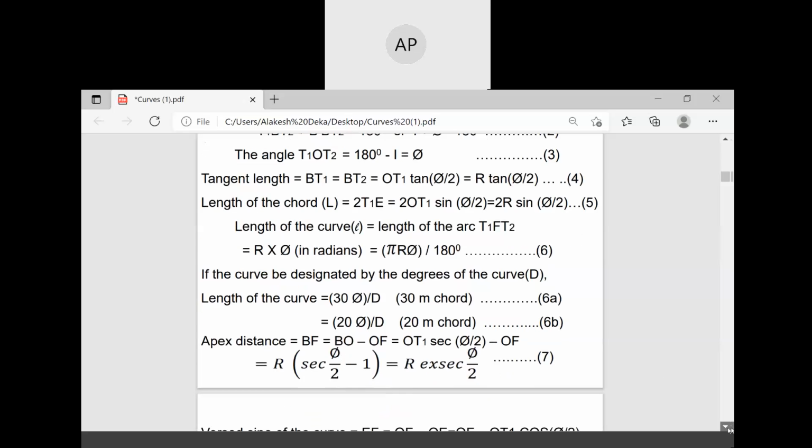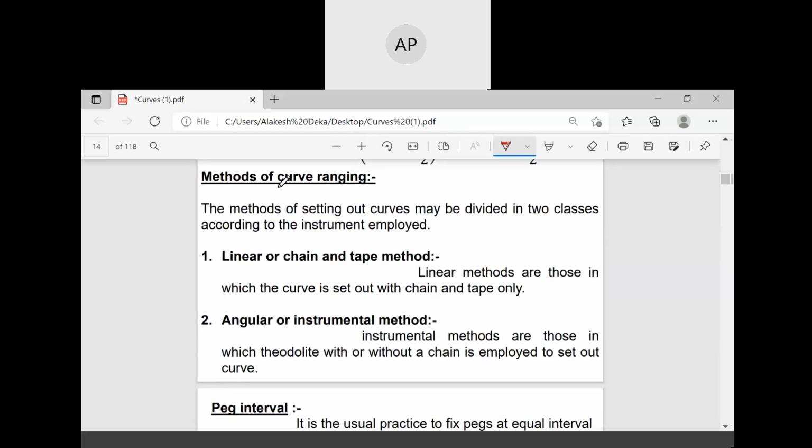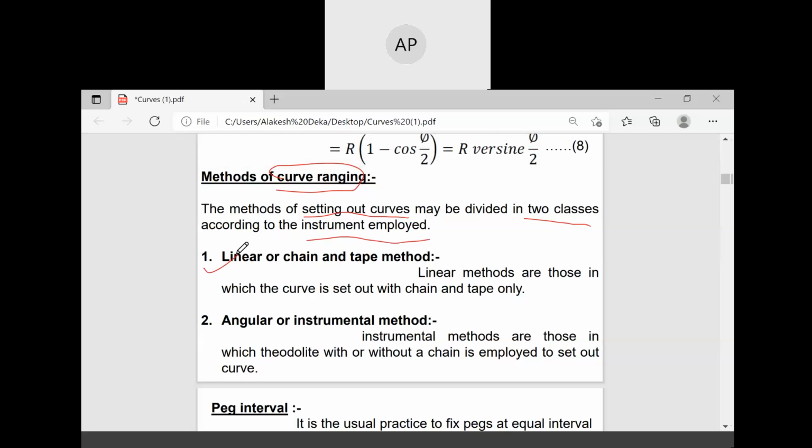Elements of the curve and methods of curve ranging. How can you range a curve? The methods of setting out curves may be divided into two classes according to the instrument employed. One is the linear or chain and tape method. Another is the angular or instrumental method.